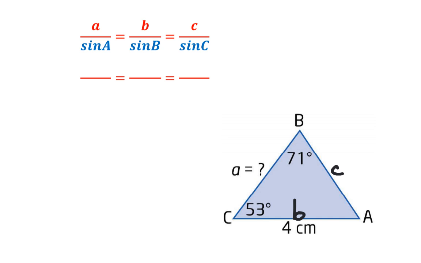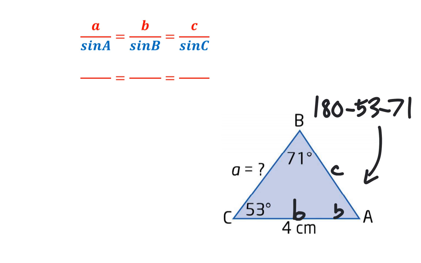Before going any further, let's try to find angle A. I know it's not what we're looking for, but it may be useful to us later. Since we know this angle and this angle, we can work backwards to find this angle. If you remember, the interior angles of a triangle must add up to 180 degrees. So we can subtract 53 and 71 to work backwards. If you do that calculation with a calculator, you should get 56 degrees.